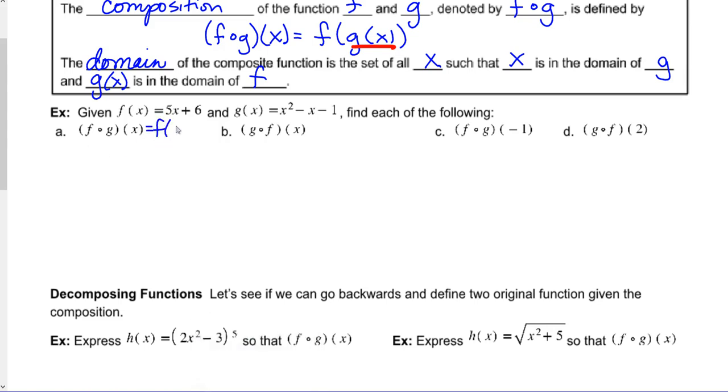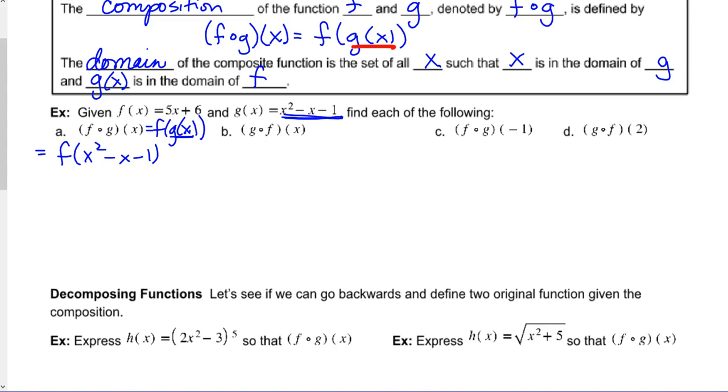So let's look at f composed with g here. This, by definition, is f of g of x. Now, what I recommend is that you go to that g function first. There it is, x squared minus x minus 1. I'm going to take out this g of x and replace it with what it's equal to. So it looks like this. Now I get down to f of x squared minus x minus 1.